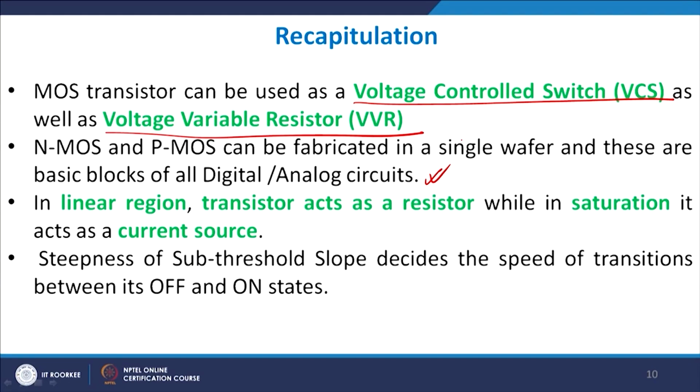Now, typically NMOSFETs and PMOSFETs can be fabricated in a single wafer, and these are the basic building blocks of digital and analog circuits. As I discussed, in the linear region the transistor acts as a resistor, while in saturation it acts as a current source. So MOSFET can act as a resistor as well as a current source. And what is the subthreshold slope? Subthreshold slope is defined as the amount of change in the gate voltage needed to change the drain current by 1 decade. The lower the value, the better the switching speed of the device.